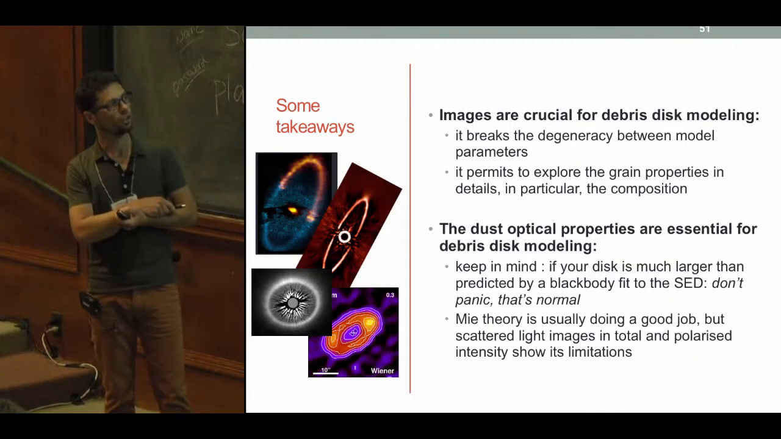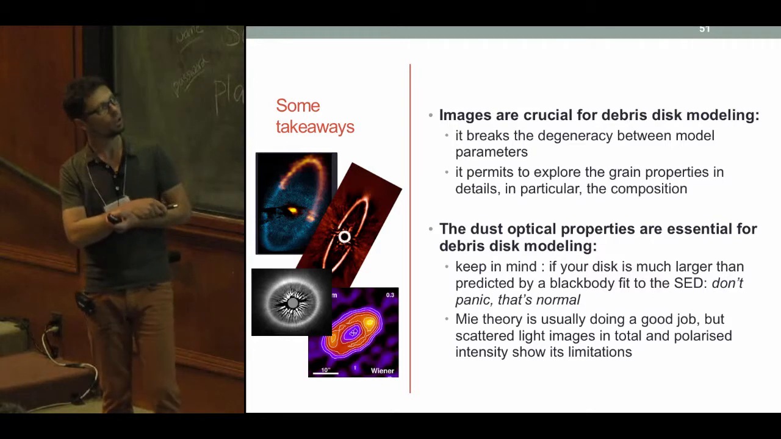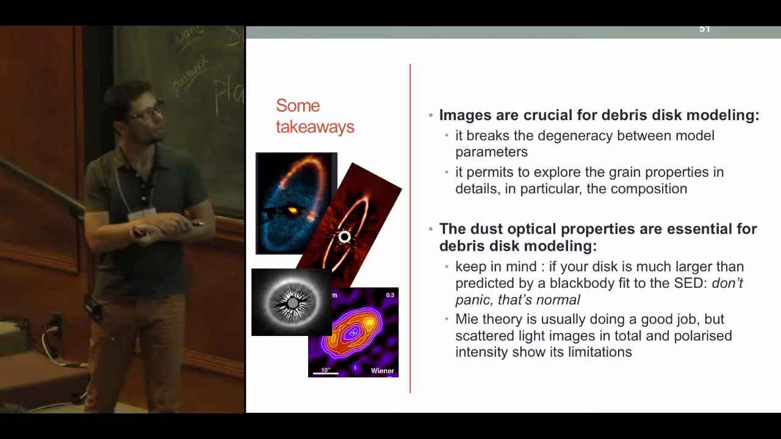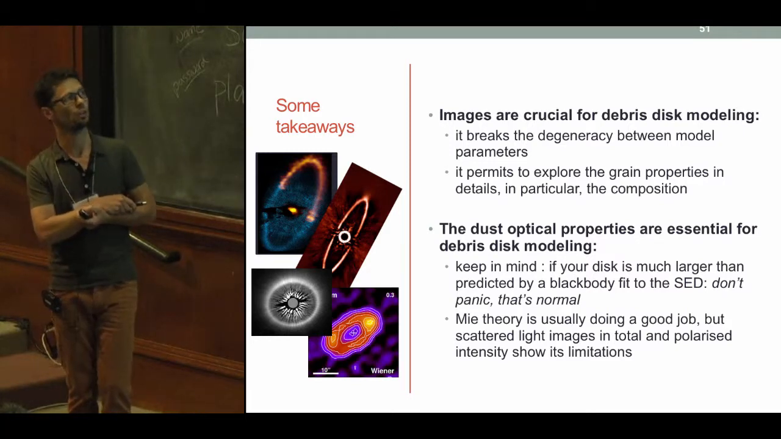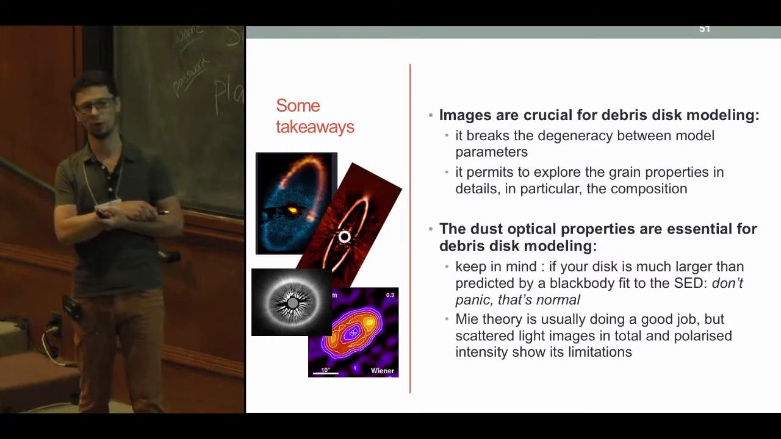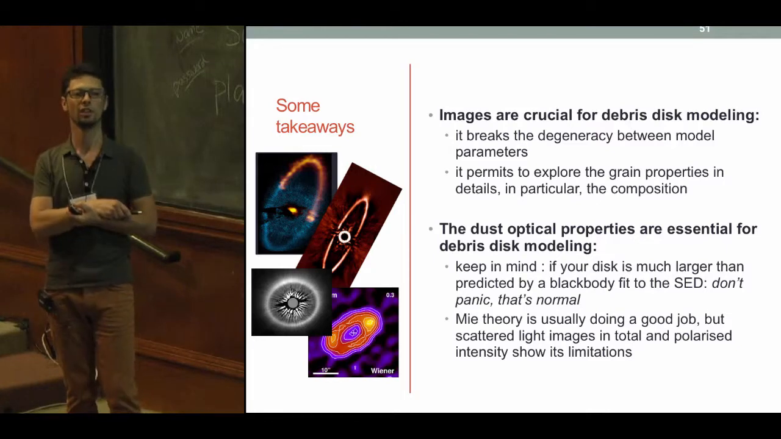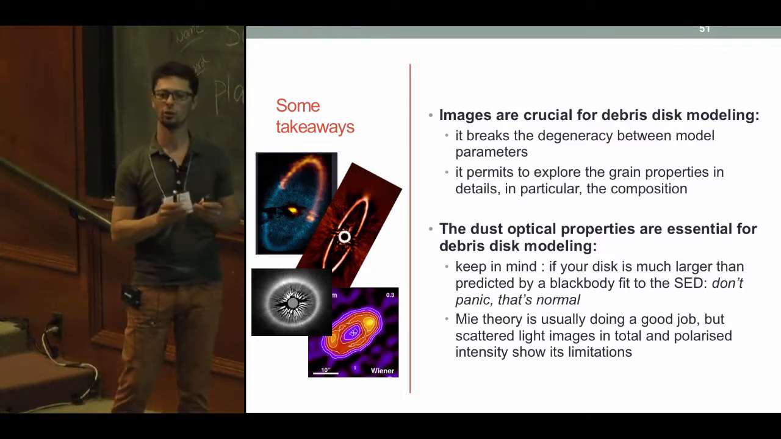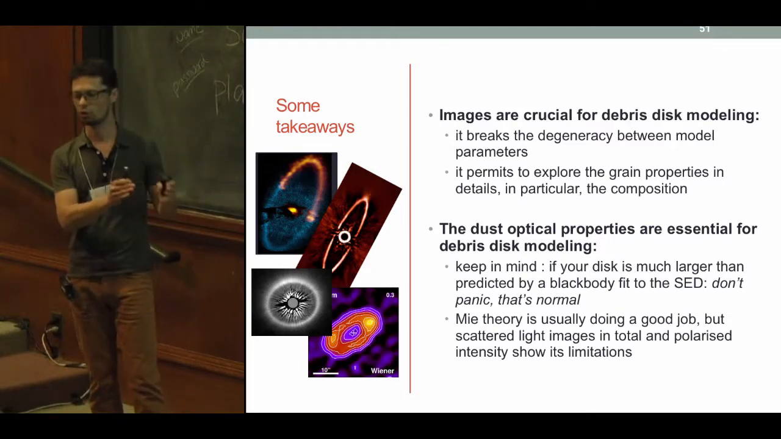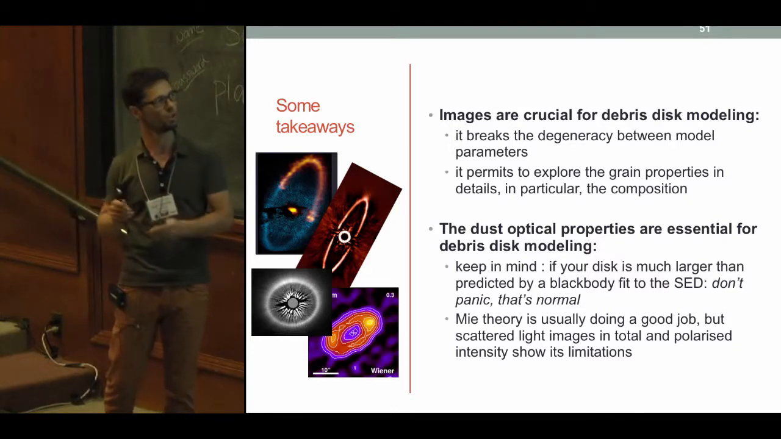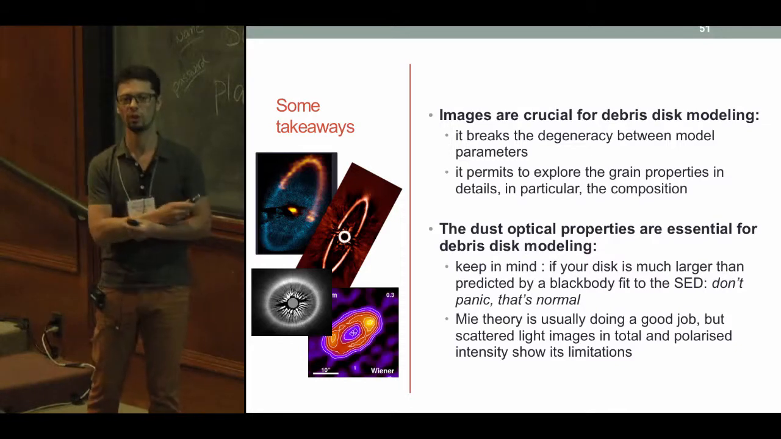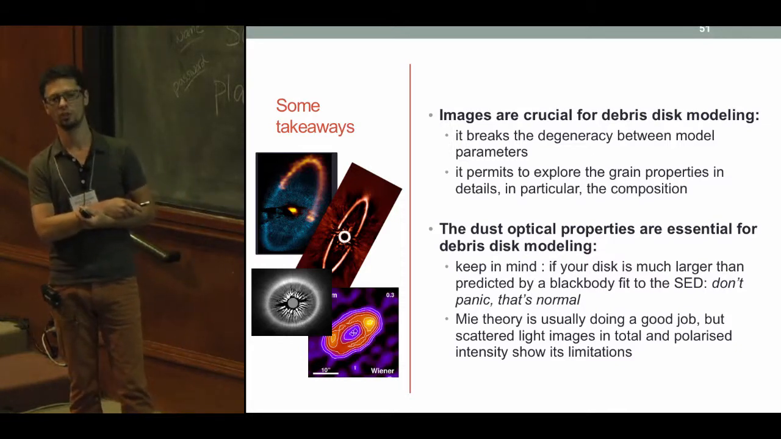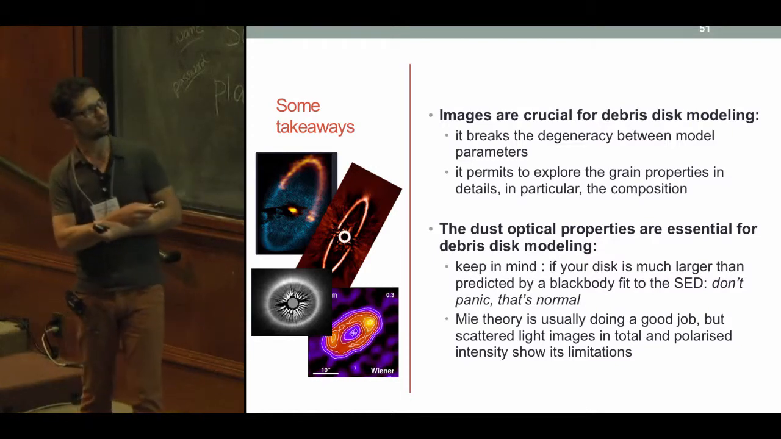Okay, I'm essentially done. So I hope you've been convinced that images are absolutely essential when you do disk modeling because it breaks the degeneracy between basically two broad families of parameters, a family which is due to the geometry and another one which is for the optical properties, or the grain properties. So when you get information about the geometry of your system, obviously you can infer the dust properties much better, in particular the composition.